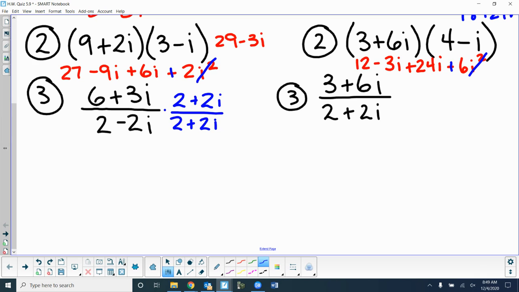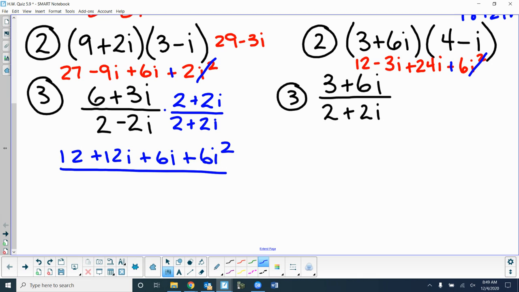Okay? So you use the complex conjugate of the denominator. You just write it over itself. Okay? And then we FOIL again. Right? First, outside, inside, last. First, outside, inside, last.